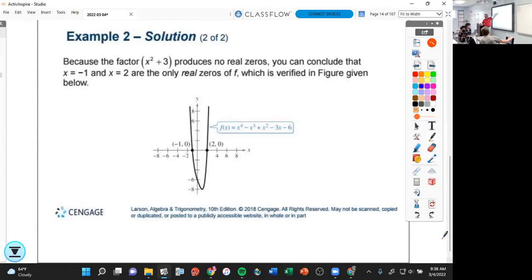X squared plus 3 has no real zeros, just that piece. X squared plus 3 produces the plus or minus square root of 3 i's.